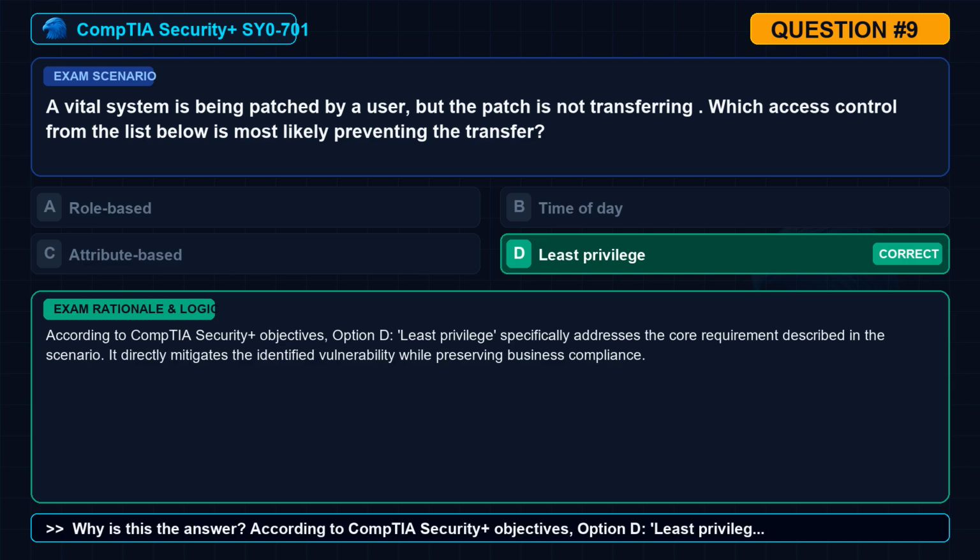Why is this the answer? According to CompTIA Security Plus objectives, option D, least privilege, specifically addresses the core requirement described in the scenario. It directly mitigates the identified vulnerability while preserving business compliance. Notice how the question highlights a vital system is being patched by a user, but the patch is not transferring, access control. In the CompTIA exam, always look for these operational clues.